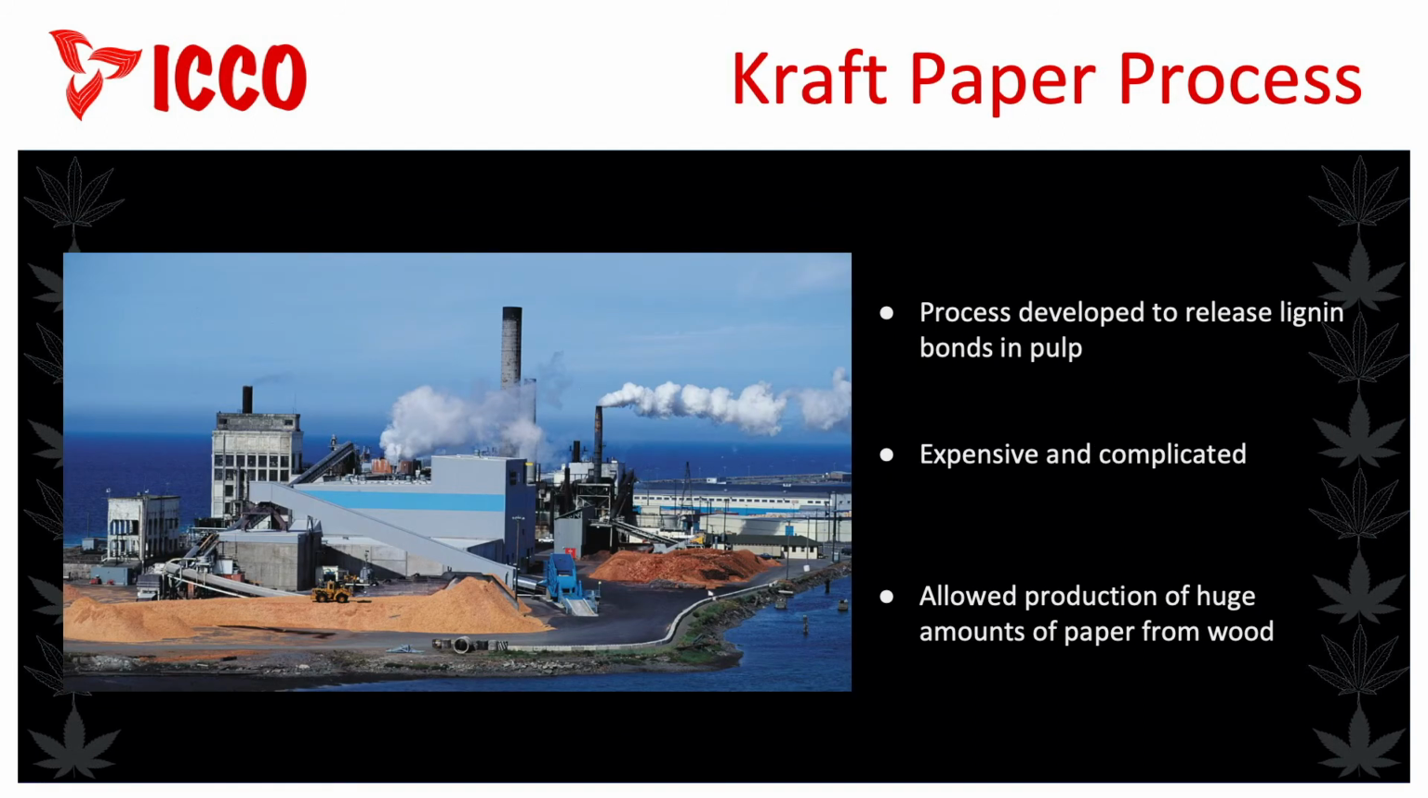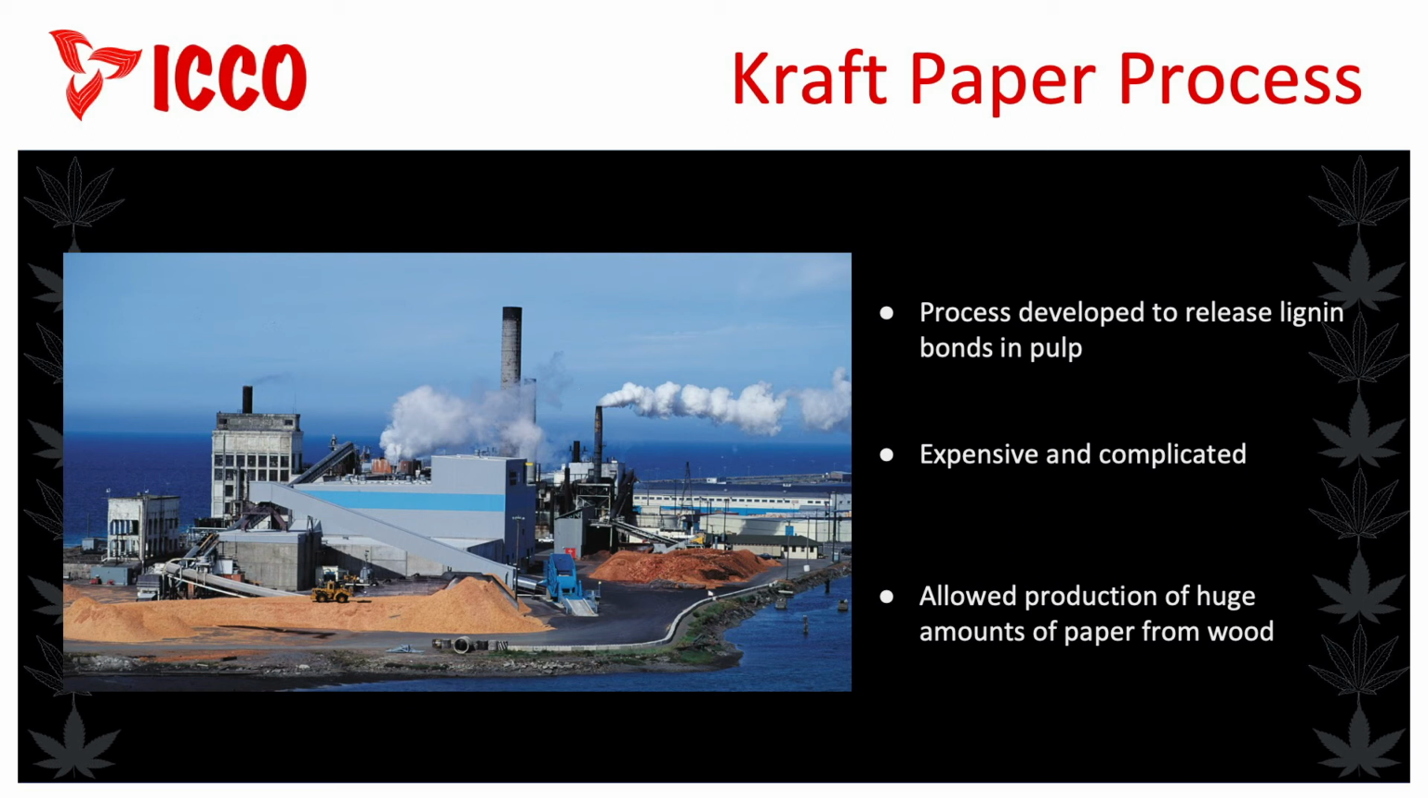The Kraft process started in the 1800s as a process to release the lignin bonds in pulp using temperature and pressure. This is an expensive and complicated process producing a lot of toxic waste. However, it allowed the production of huge amounts of paper products from existing plant growth, like the boreal forest. Of course, this resulted in the clear cutting of billions of trees and environmental damage.